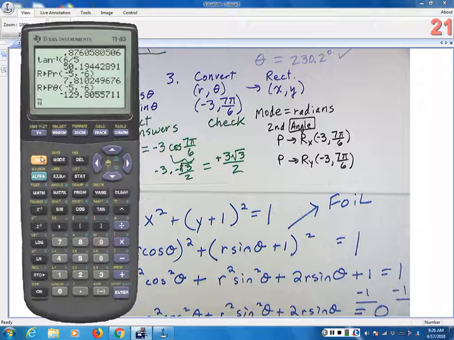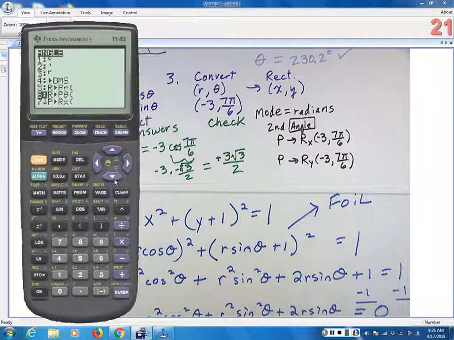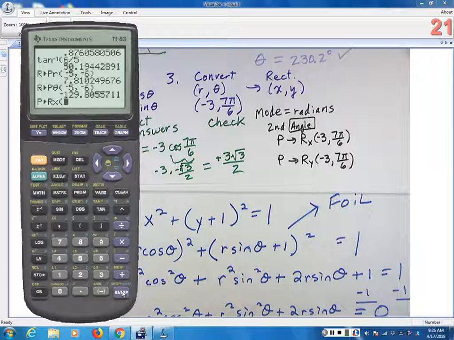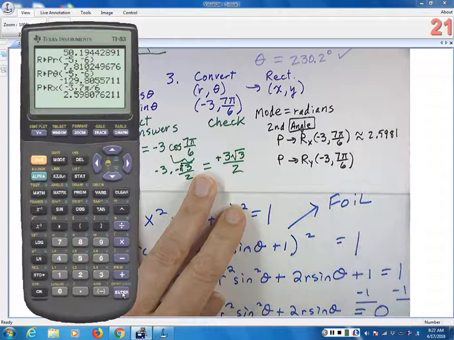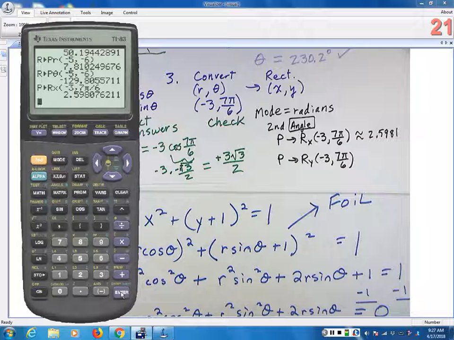So, second angle, number 7, we've got it in radians, so -3, comma, 7 second pi, that's over the caret symbol, divided by 6. And we get 2.5981. And I found x to be 3 times the square root of 3, close the parenthesis and then divided by 2. So it checks. So you're supposed to give me the exact answer and check with your calculator.